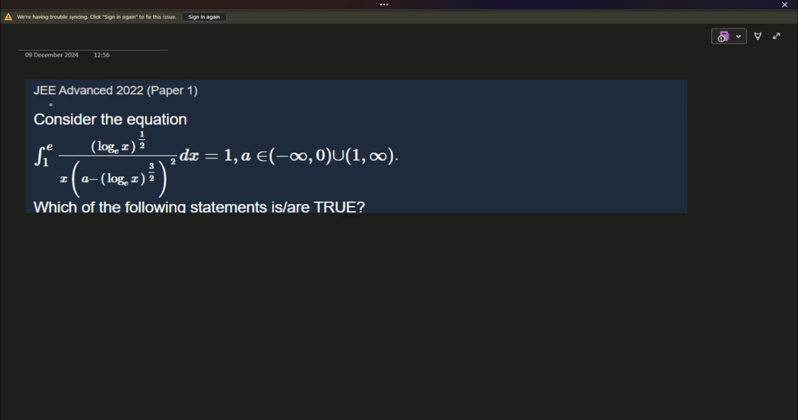तो यहाँ पे आपको दिखेगा ये JEE Advanced 2022 paper 1 and you're given an integration which is equal to 1, and there is a parameter a, and you're asked which of the following statements is/are true. There were some statements; I have not included them because that is not important for this question. What we need to understand is ये जो equation दिया गया है, it's an integration equation, right? There is an integration on the left hand side and there is a one on the right hand side, and you're given some bounds on a.